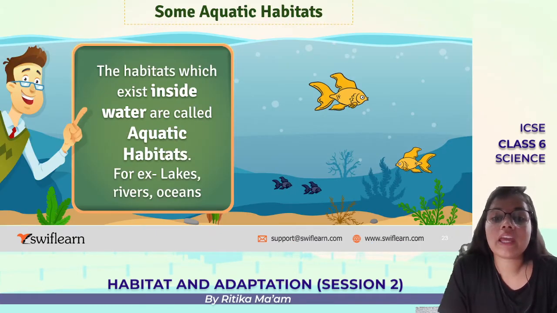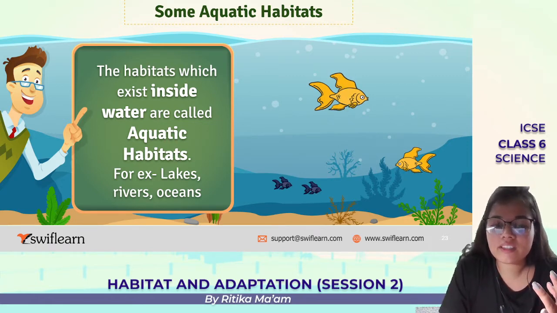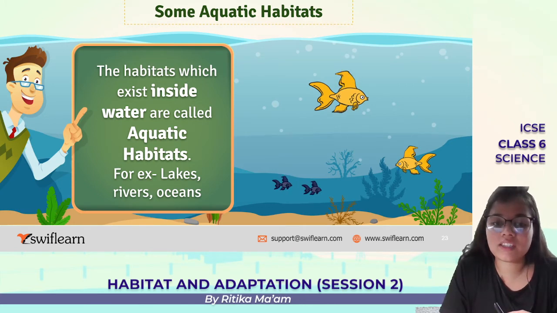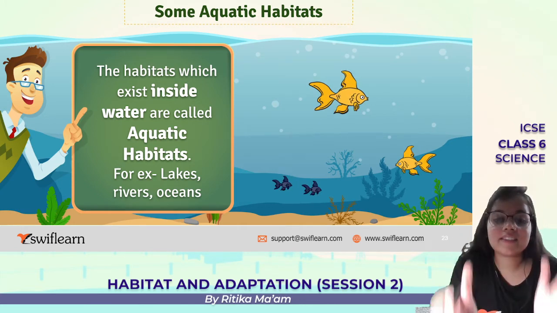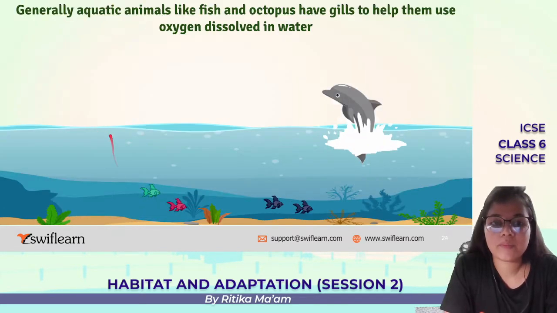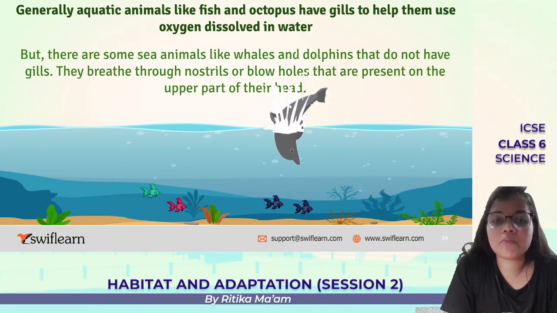Next, talking about aquatic habitat. Aquatic means water. So the habitat which exists in the water is known as aquatic habitat. Now these can be inside a lake, ocean, river, pond, anything. But since they are inside the water, they are known as aquatic habitat. If I talk about aquatic habitat, how do the animals breathe there?